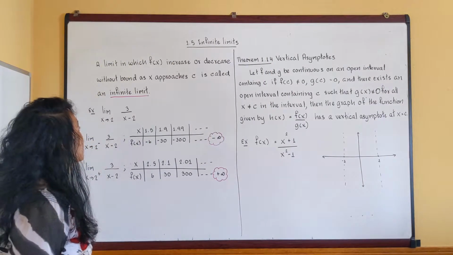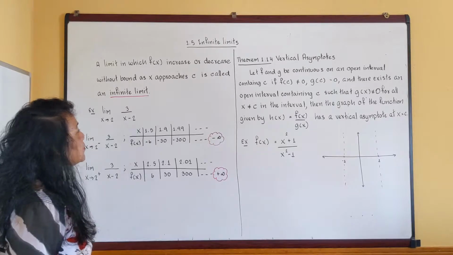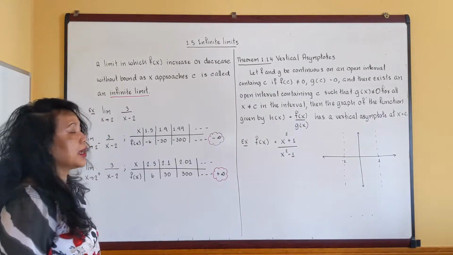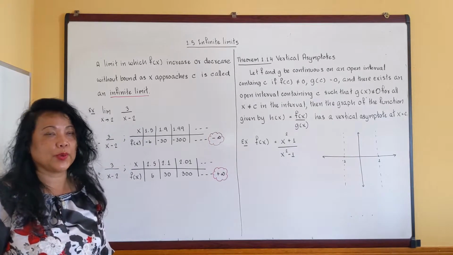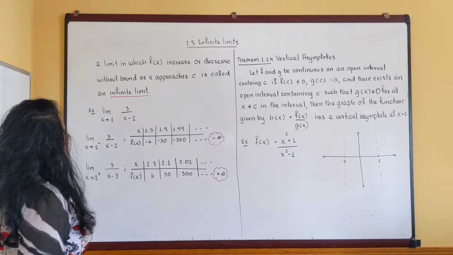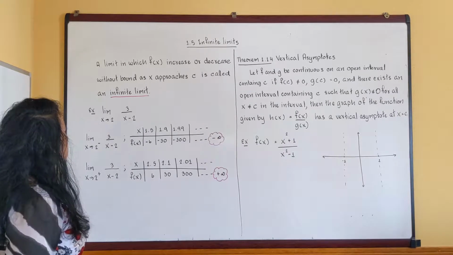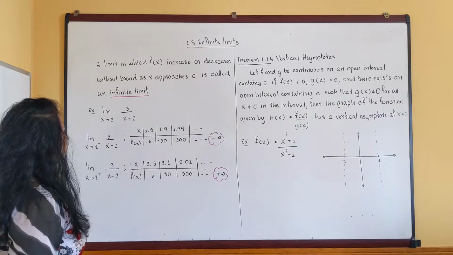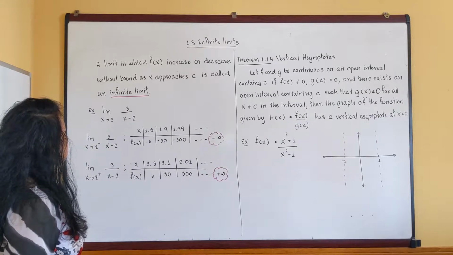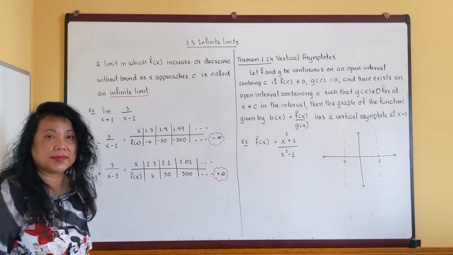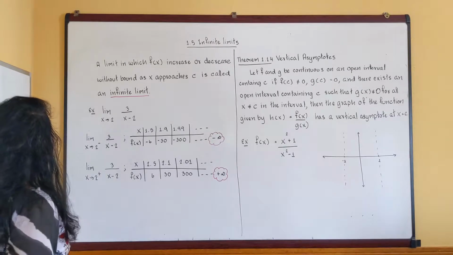Let's look at our section 1.5, infinite limits. This is the last section for chapter 1. A limit in which f of x increases or decreases without bound as x approaches c is called an infinite limit. So let's look at the first example here.